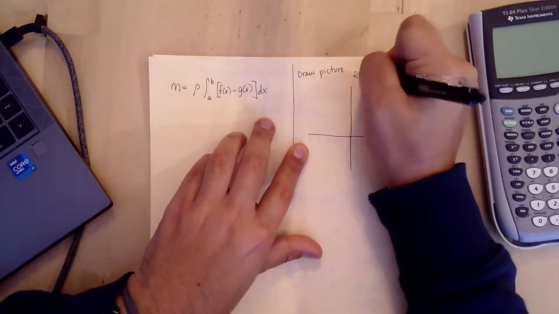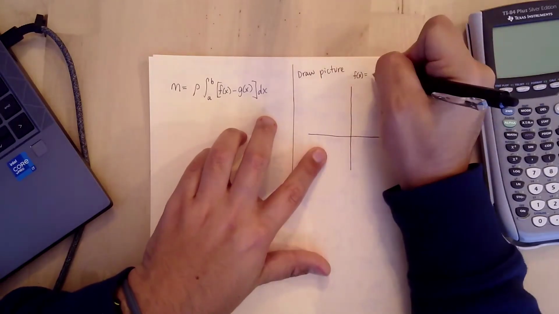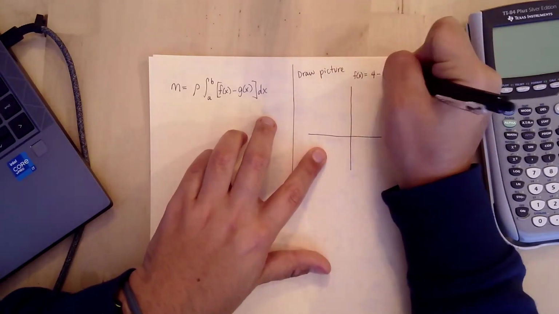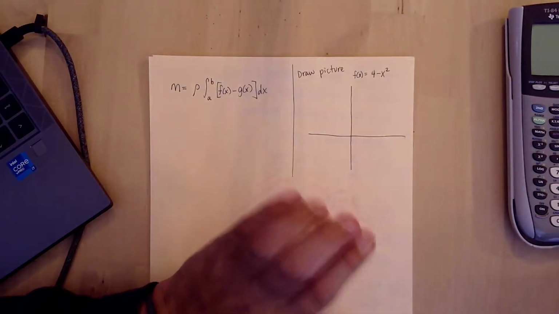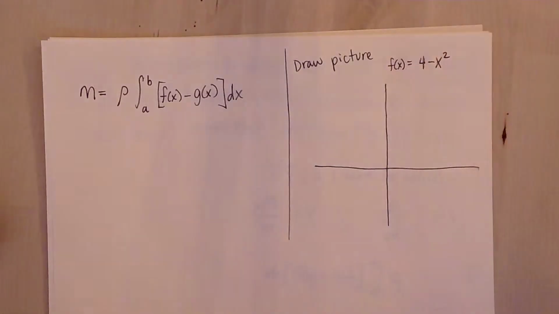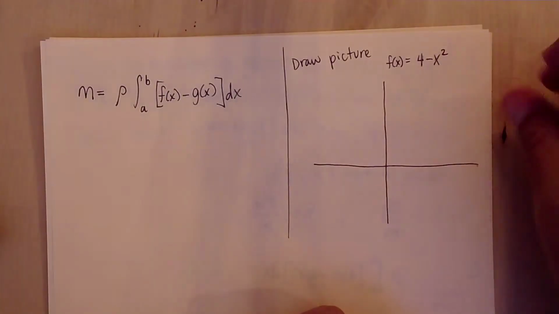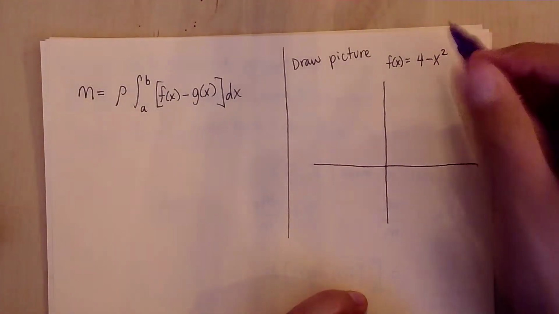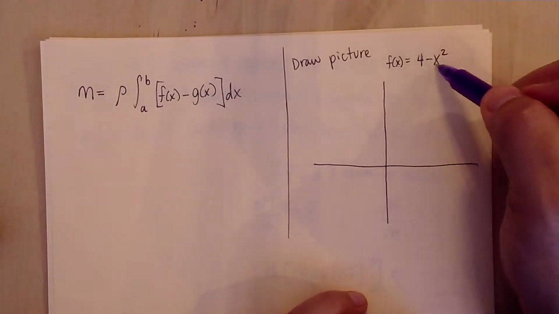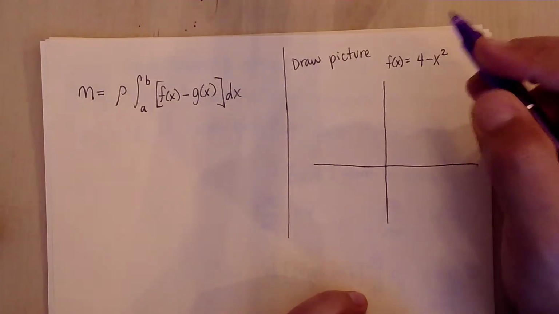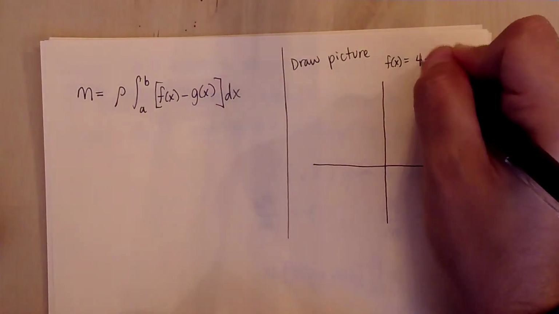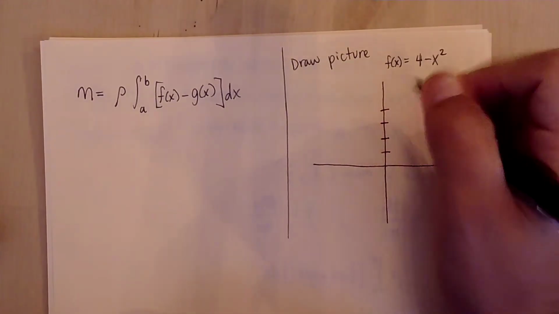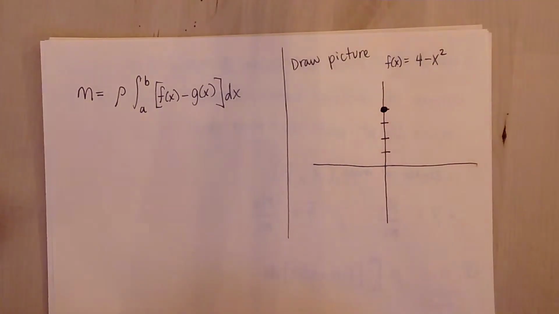We were told that the function f of x is equal to 4 minus x squared. If you think of this really briefly, this should be becoming common knowledge. This is a parabola. This is an upside down quadratic function because we have a negative x squared. So I can tell you without graphing this that this 4 means that we have a y-intercept up here at 4, and the graph will look something like this.